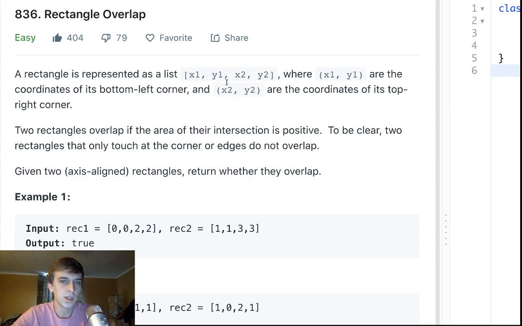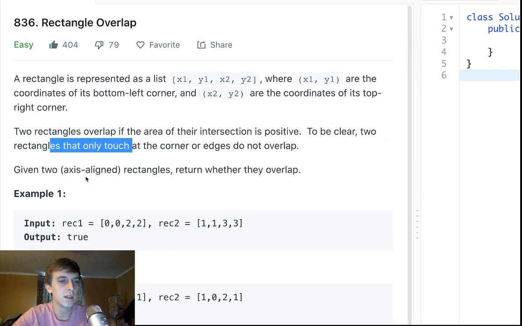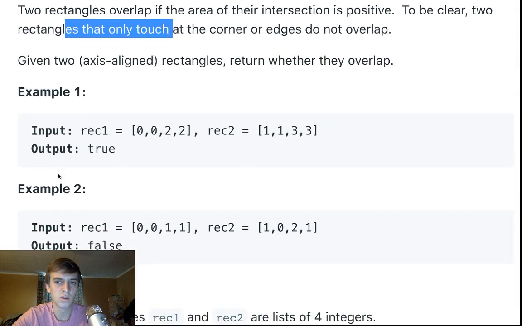A rectangle is represented as a list, x1, y1, x2, y2, where x1, y1 are the coordinates of the bottom left corner. x2, y2 are the coordinates of the top right corner. Two rectangles overlap if the area of intersection is positive. To be clear, two rectangles that only touch at the corner or edges do not overlap. Oh, you mean if they're like bordering each other, basically. Okay. Given two axes aligned rectangles, return whether they overlap.